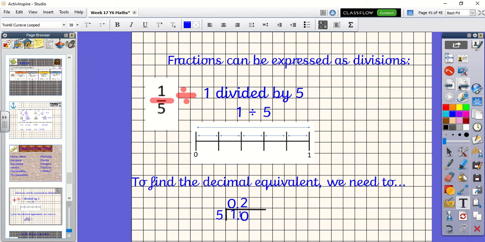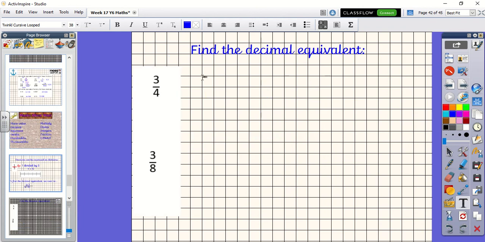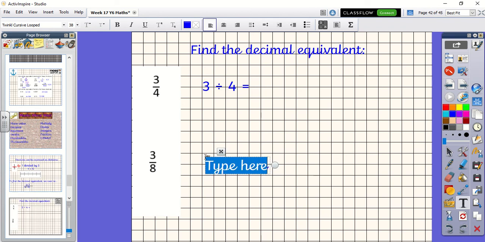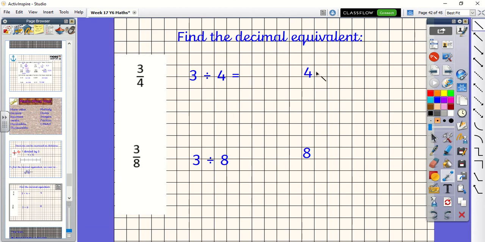Okay then, so have a go at these questions here. So here you are doing 3 divided by 4, and here you are doing 3 divided by 8. Okay, so remember, your number that you're dividing by goes on the outside. And then you put your bus stop method in.